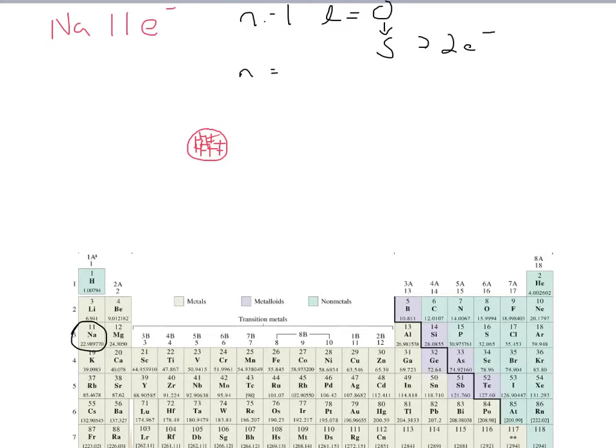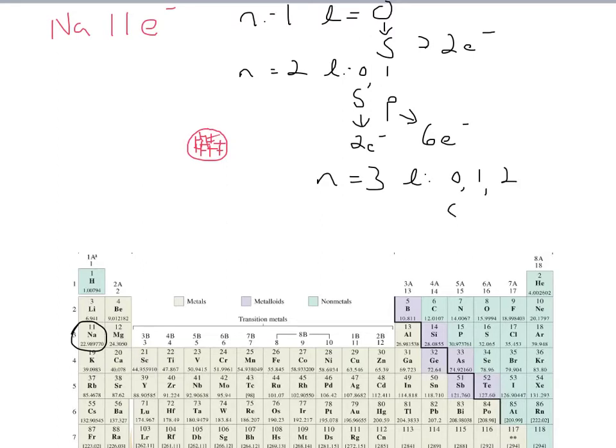Sodium then has an n equals 2 shell, which means that it has l equals 0 and l equals 1, which means that we have an s and a p subshell. The s subshell will hold a total of 2 electrons, and the p subshell will hold a total of 6 electrons, 3 orbitals, so px, py, and pz each hold 2, for a total of 6. We then have the n equals 3 shell, which means that l equals 0, 1, and 2, so we have an s, a p, and a d subshell, which can hold a total of 18 electrons: 10 in the d, 6 in the p, and 2 in the s.